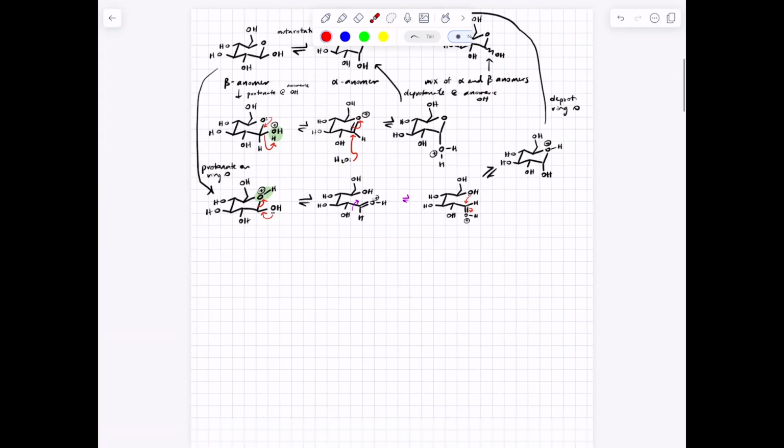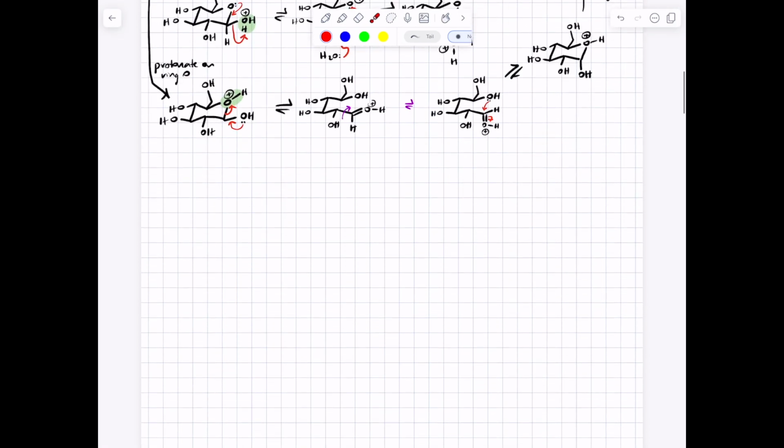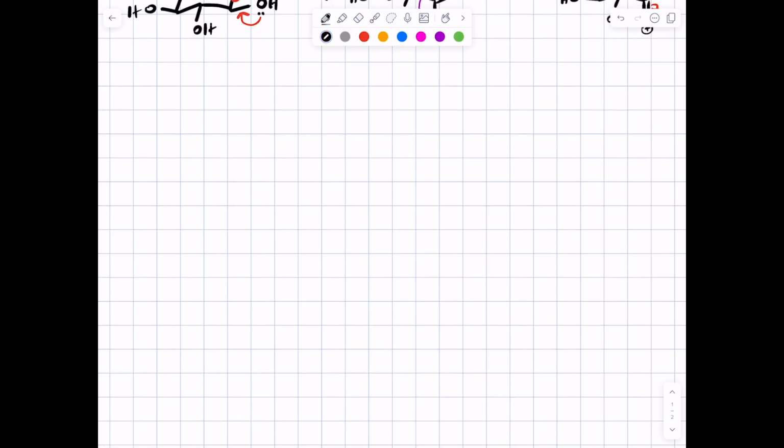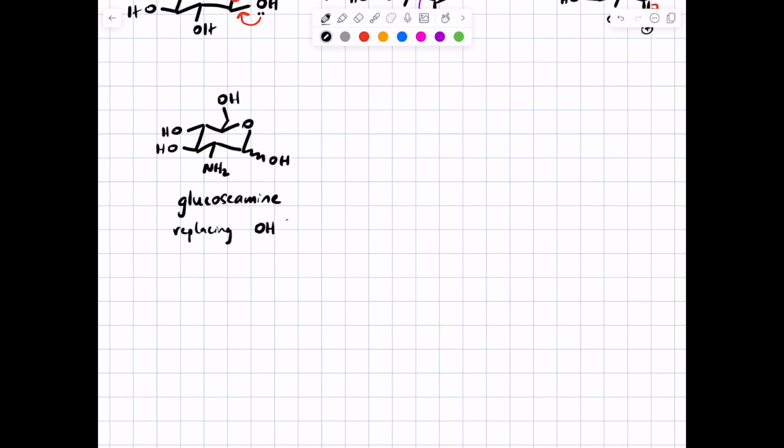In addition to mutarotation, be aware that some carbohydrates have replacements of one of the OH groups with a nitrogen. So, for example, this is glucosamine in its pyranose form. We're replacing the OH on carbon 2 with an amino group.